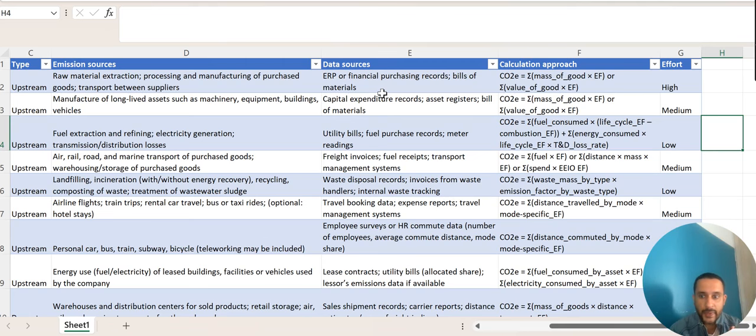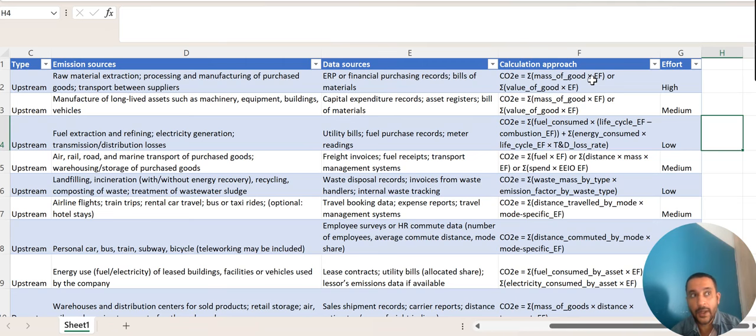So based on quantity, the calculation approach says mass of goods into emission factor. This is a secondary emission factor which can be made available to you through a database, or value of goods. So your EEIO emission factors will be used. So you can calculate either based on the mass of good purchased or the volume of good purchased, or you can calculate this based on the monetary value of your goods purchased.